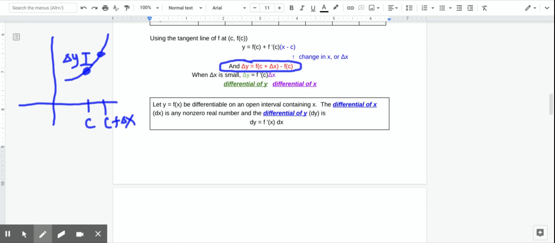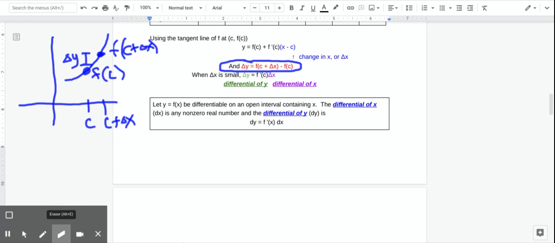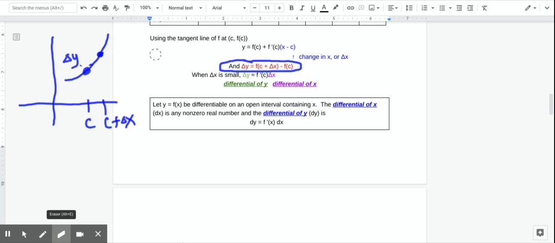It's just the y value of this point, f of c plus delta x, minus the y value at this point, which is just f of c. So that's what this is. Now, we may not know that, okay? So trying to find that delta y can sometimes be a little challenging on the function.